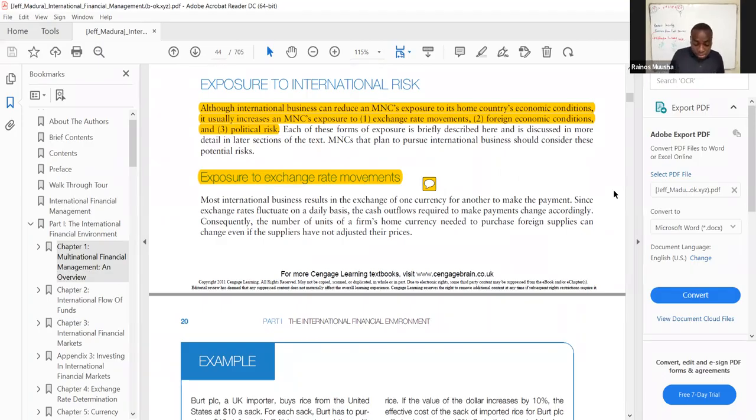So international risk can be caused by exposure to exchange rate movements, where the movements in the exchange rate can end up resulting in losses to the investment by the investors as well. So is there any question regarding the international risk exposure due to exchange rate movements? Any question?